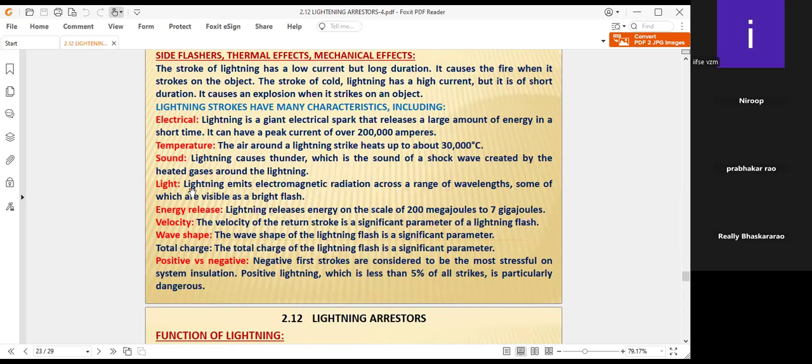This lightning emits electromagnetic radiations. It is not produced by the ozone and all these things. It reaches the ground with electromagnetic radiations across a range of wavelengths. Across the wavelength range means it depends upon the person.